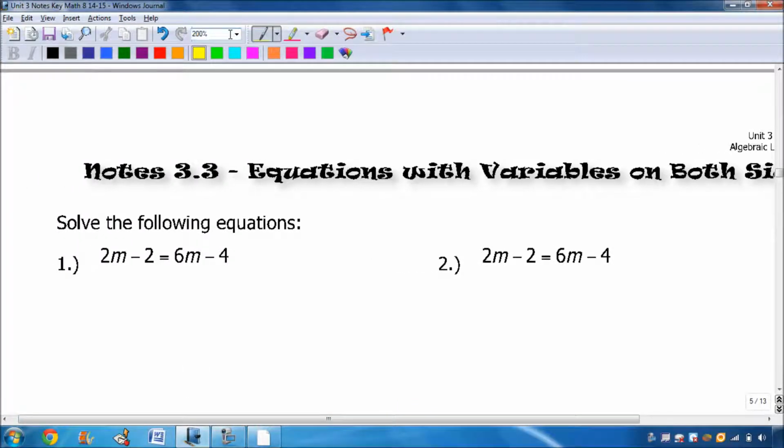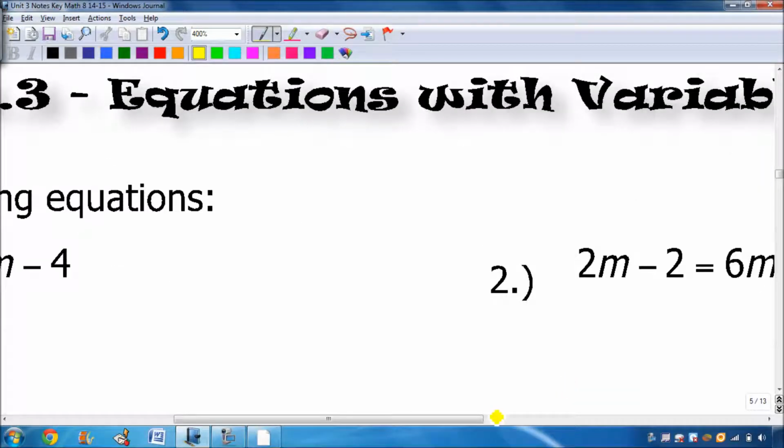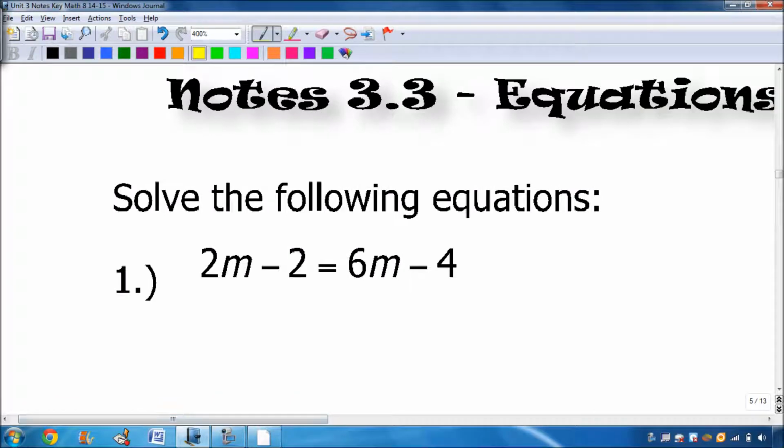Number 1 looks different than any of the equations we've done so far because, again, there's variables on both sides. So if you look at your equation, you have 2m minus 2 on one side, where 2m is your variable, and then the negative 2 is your constant, and over here you've got 6m, which is your variable, and negative 4, which is your constant, okay?